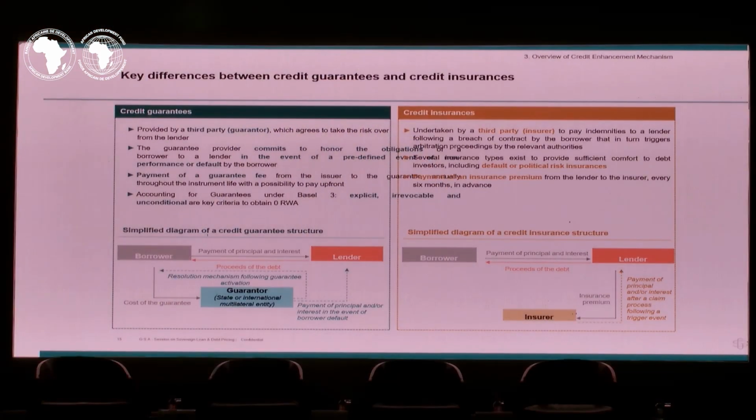So the next slide deepens our understanding of the two principal forms of credit enhancement instruments by comparing guarantees and insurances. A guarantee is typically provided by a third party, such as a state or a multilateral institution, that would assume the risk of non-performance on behalf of the borrower. In the event of a borrower default, the guarantor directly meets the sovereign's obligations to the lender.